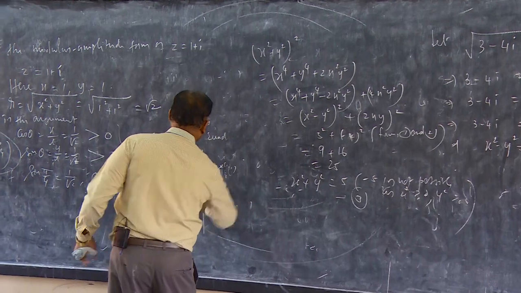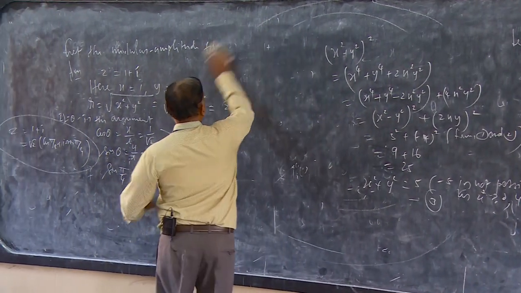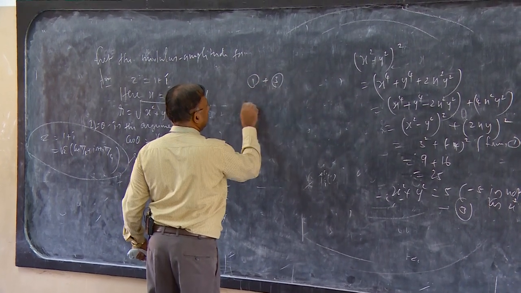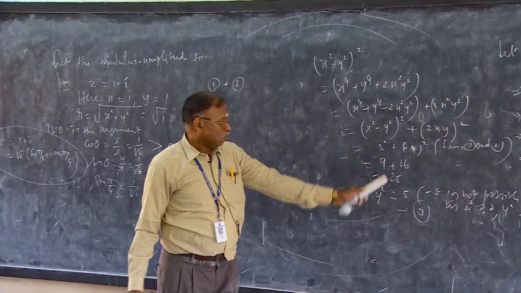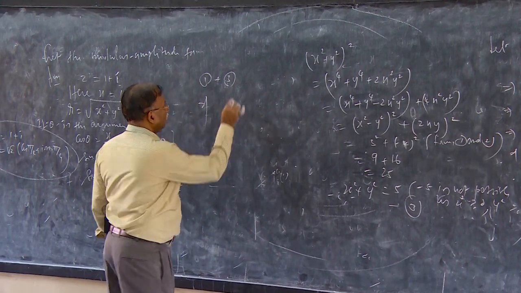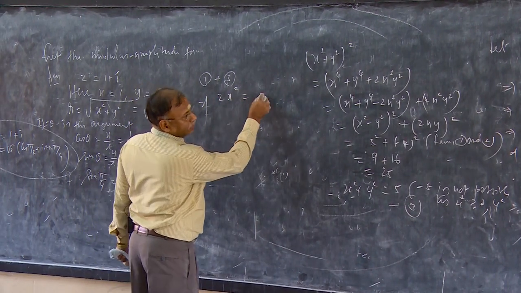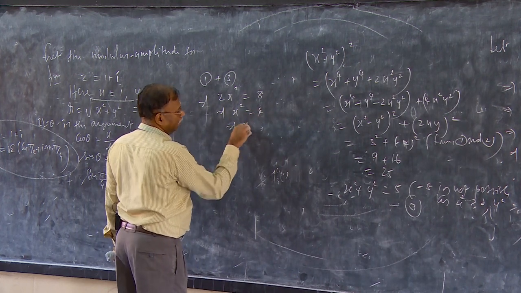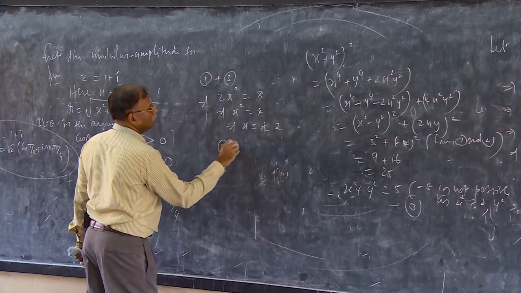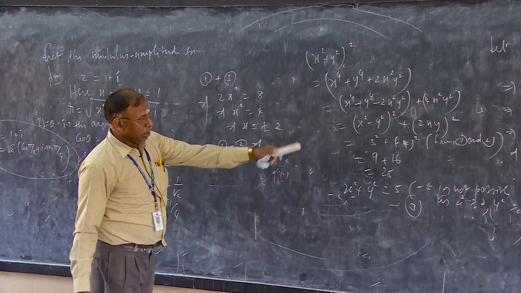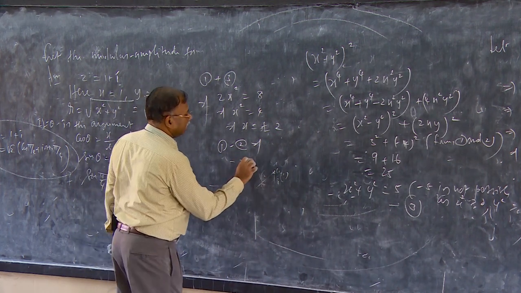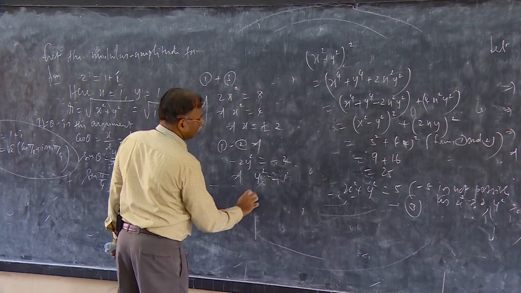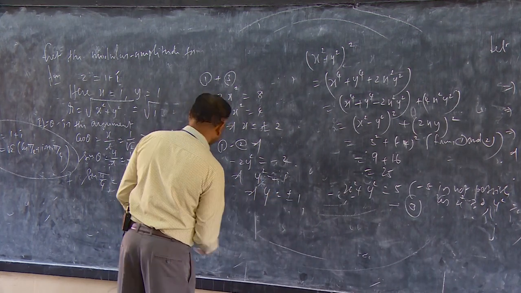Okay, let me try with 1 plus 3, equation 1 and equation 3. What do I get? Minus y² plus y² will go off. I'll get 2x² equal to 8, which implies x² equal to 4, implies x equal to plus or minus 2. Let me try 1 minus 2. Here x² goes off. I'll get −2y² equal to −2, implies y² equal to 1, implies y is equal to plus or minus 1.